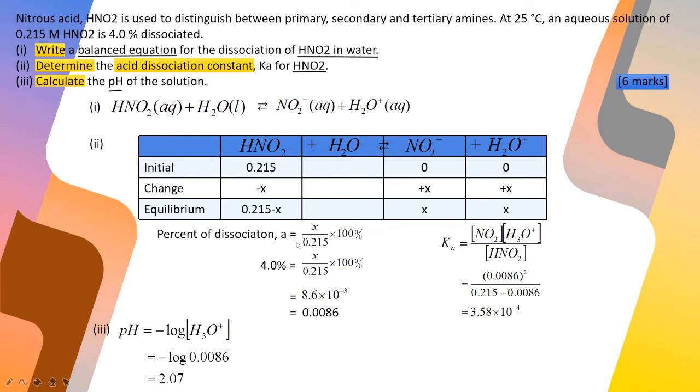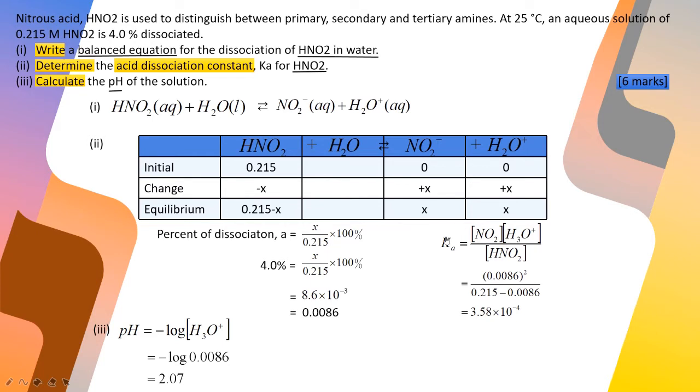Next we will find the percent of dissociation. It equals x over 0.215 times 100%. The percent of dissociation given in the question is 4.0, so 4.0 equals x over 0.215 times 100%. When you solve, you will get 8.6 times 10 to the power of negative 3. When you convert, you will get 0.0086.